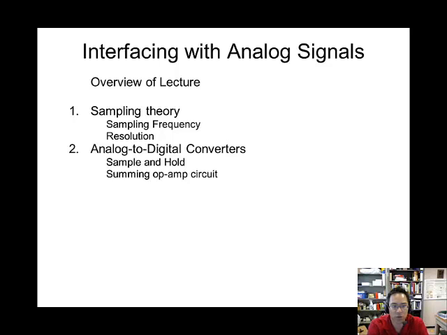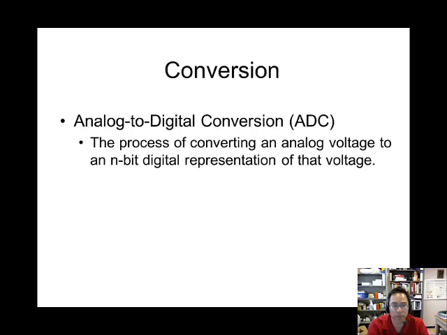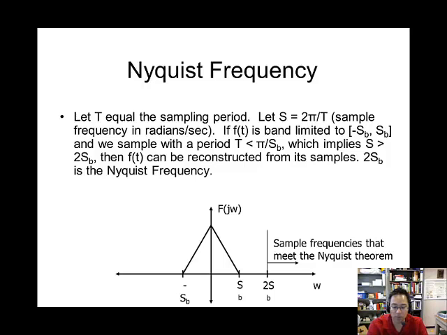Today there's a bit of review. The learning objective is to review sampling theory, which you should have covered in EE 228, and then also we're going to talk about how analog to digital converters work and how they're built. In general, the sampling theorem material is going to build into analog to digital converters, and in an analog to digital conversion, an analog voltage gets translated to an n-bit digital representation of that voltage. And we'll see some examples of that. Okay, so first some review material.